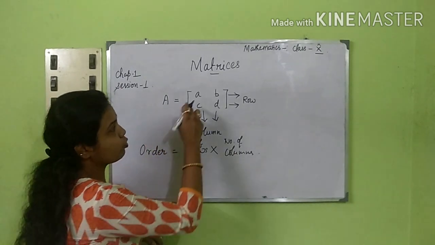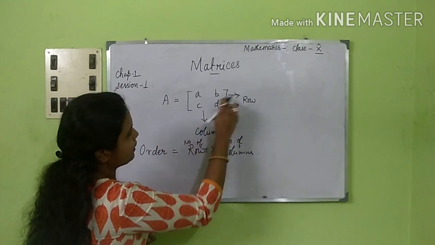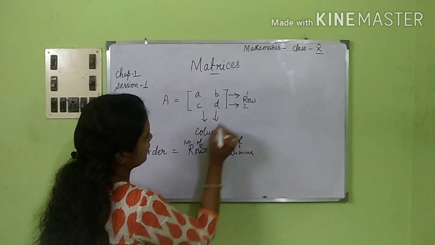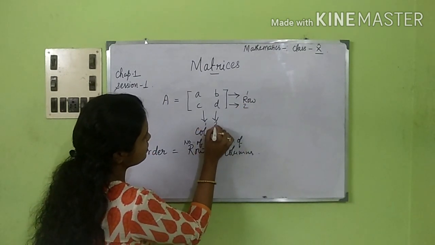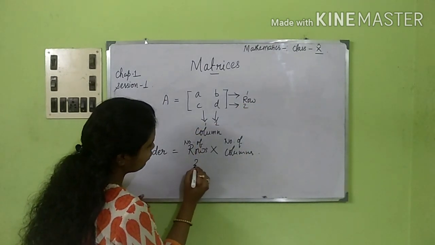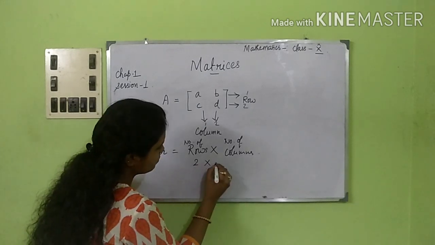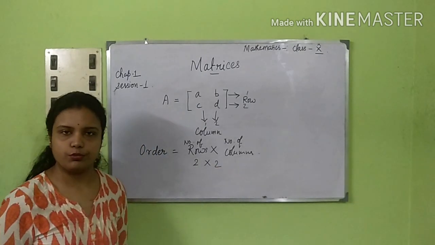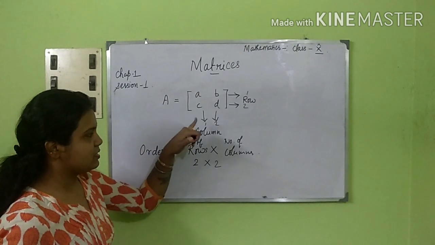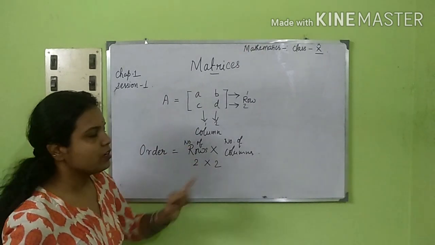So which is the number of rows here? It is 1, 2. This is the first row, this is the second row. And this is the first column, this is the second column. So here number of rows are 2 and number of columns are 2. So it is 2 cross 2. Okay, so this is the particular order of the matrix.